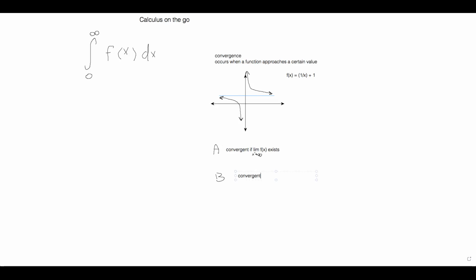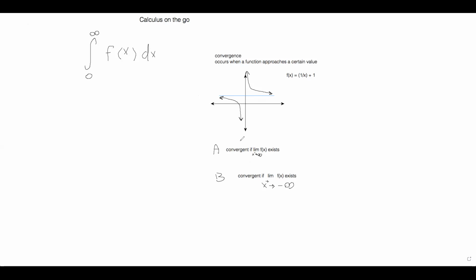The other condition would be convergent if the limit of f of x also exists. I'll write it a little bit bigger. This one is going to be a one-sided limit. They're both going to be one-sided. This one would be the limit as x approaches infinity from the positive side. The last one would actually be x approaches negative infinity from the positive side. So we're starting from the right and working our way down to the left.